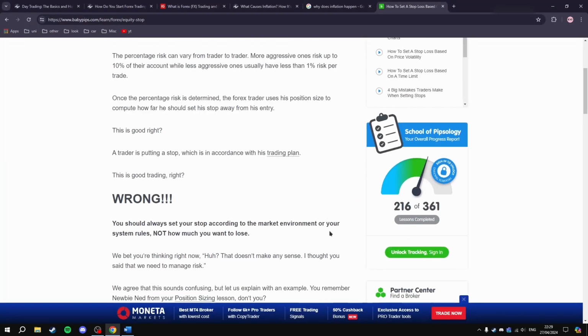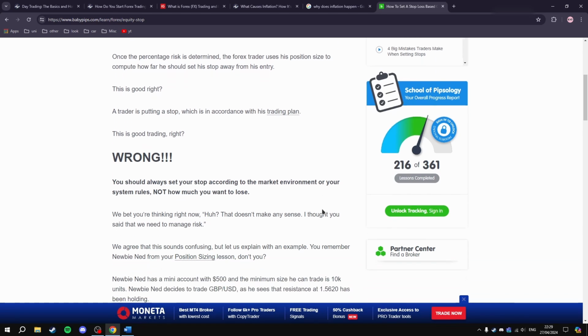The percentage risk can vary from trader to trader. More aggressive ones risk up to 10% of their account, while less aggressive ones usually have less than 1% risk per trade. Once the percentage risk is determined, the Forex trader uses his position size to compute how far he should set his stop away from his entry.